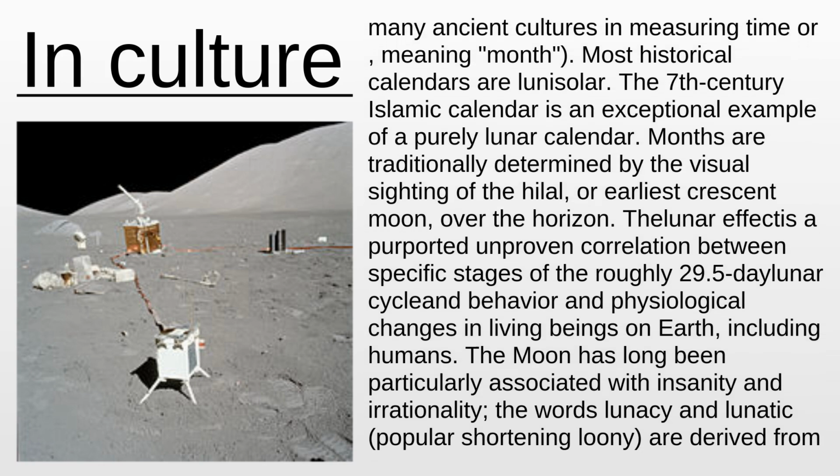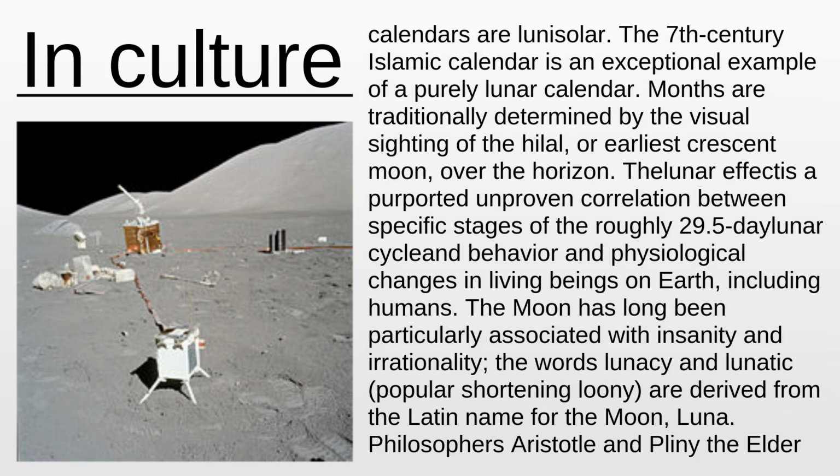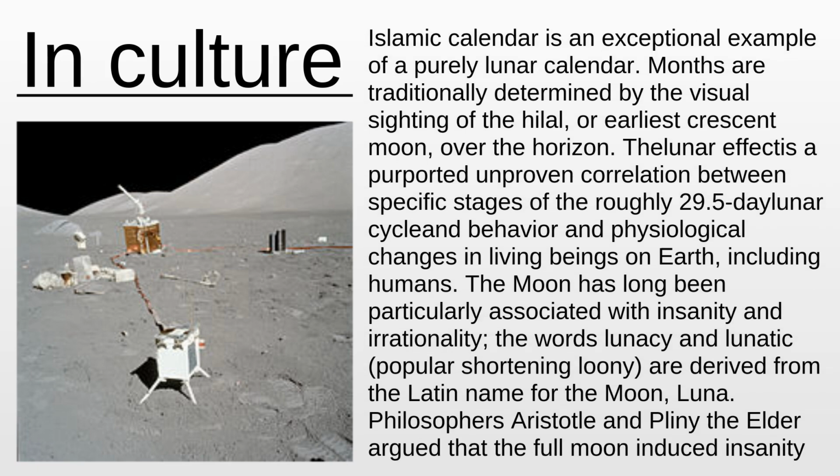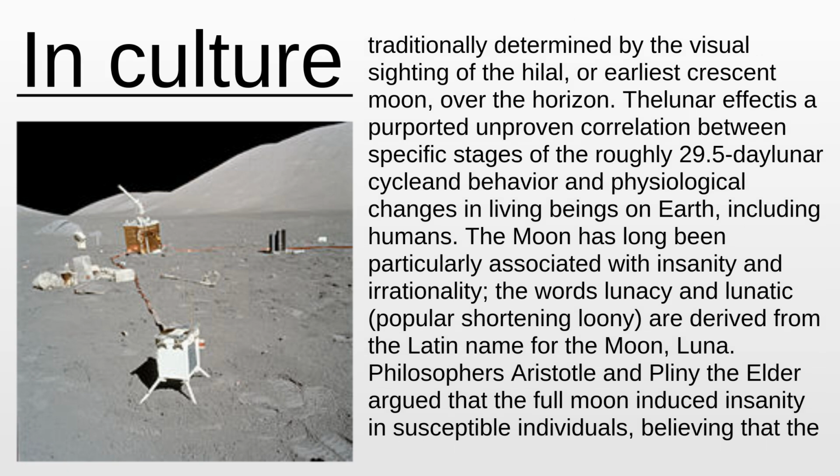The 7th century Islamic calendar is an exceptional example of a purely lunar calendar. Months are traditionally determined by the visual sighting of the hilal, or earliest crescent moon, over the horizon.